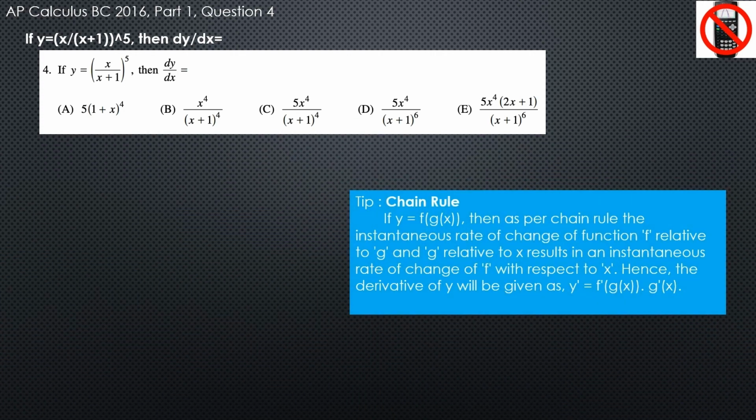Solve this problem within 60 seconds. Tip about the chain rule. If y = f(g(x)), then as per the chain rule, the instantaneous rate of change of function f relative to g, and g relative to x, results in an instantaneous rate of change of f with respect to x. Hence the derivative of y will be given as y' = f'(g(x)) g'(x).